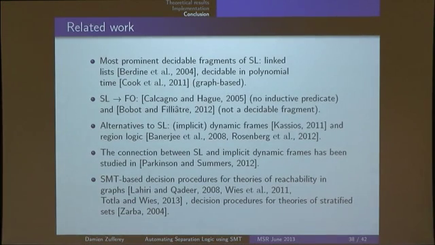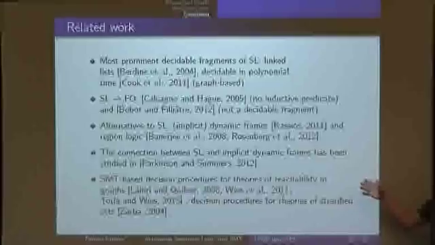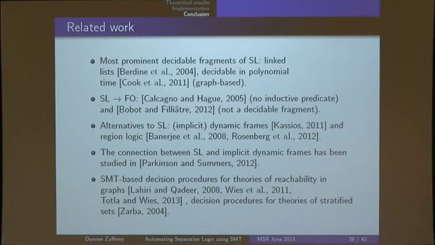Okay, then there is also an alternative to separation logic when you want to reason about frames: implicit dynamic frames, region logic. But I guess people here are very familiar with those works. And also, people are trying to study the connection between separation logic, these frame rules, and these other logics. What's the equivalence? Then for the reduction to this theory of graphs and stratified sets, there's also some previous work on first order theories of reachability, on how to decide those efficiently in this logic.